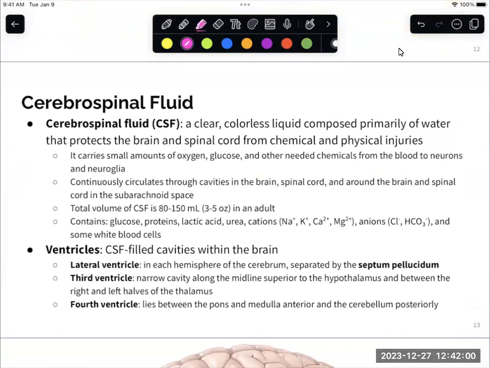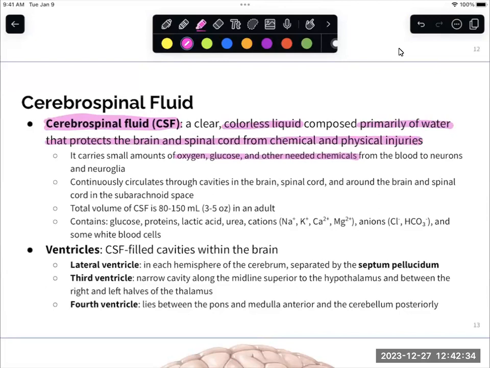Cerebral spinal fluid. So we make this cerebral spinal fluid. It's colorless. It's mostly water, and its job is to protect the brain and the spinal cord from injury. There's oxygen, glucose, and other chemicals that our brain and these neurons need to survive.